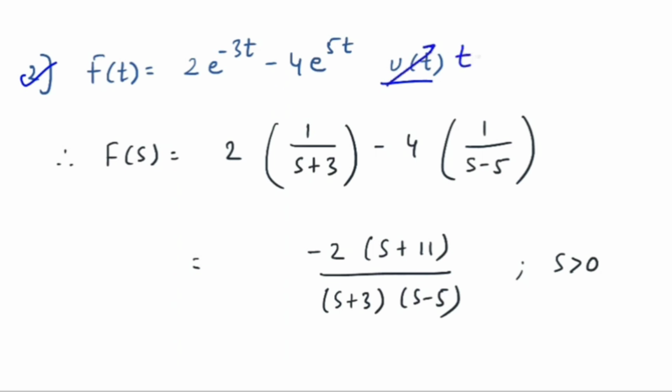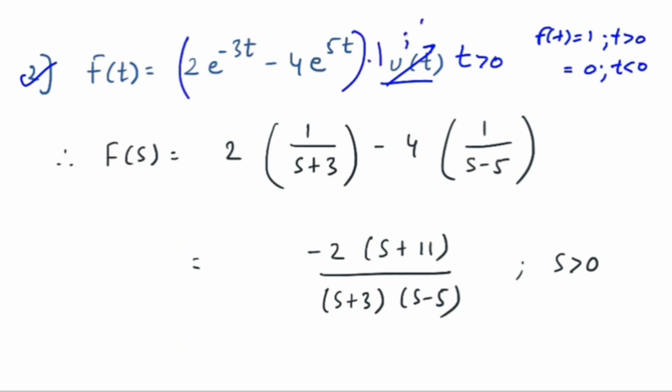So the meaning of this is, when t is greater than 0, then your function will work. When t is less than 0, then the function is 0. So u of t is equal to 1 when t is greater than 0, and u of t is equal to 0 when t is less than 0. So you have to multiply this function with 1 and say that t is greater than 0. So you got your limits, right?